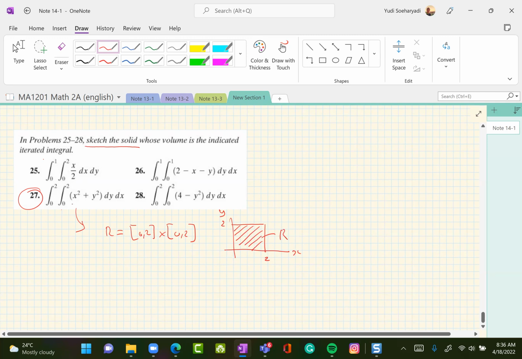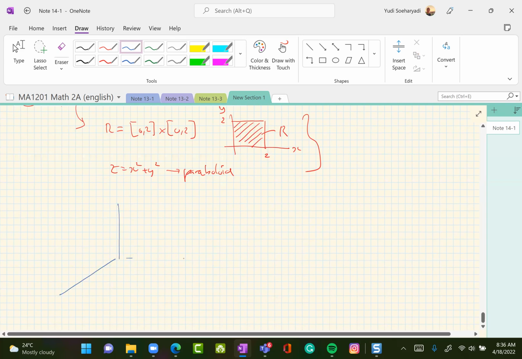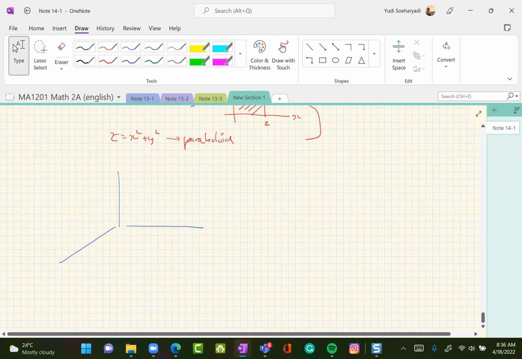And on the top, the surface is this one here. So B, and this is the paraboloid. So this tells you that you compute the volume under the paraboloid over this rectangle. So the sketch of the solid looks like this one.